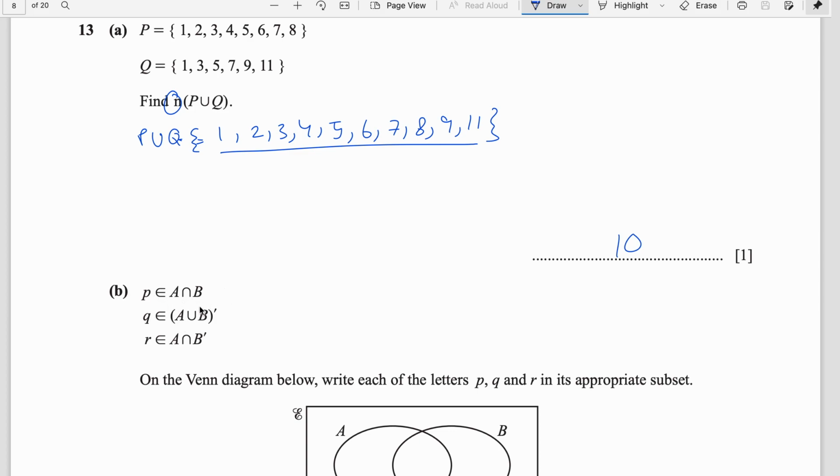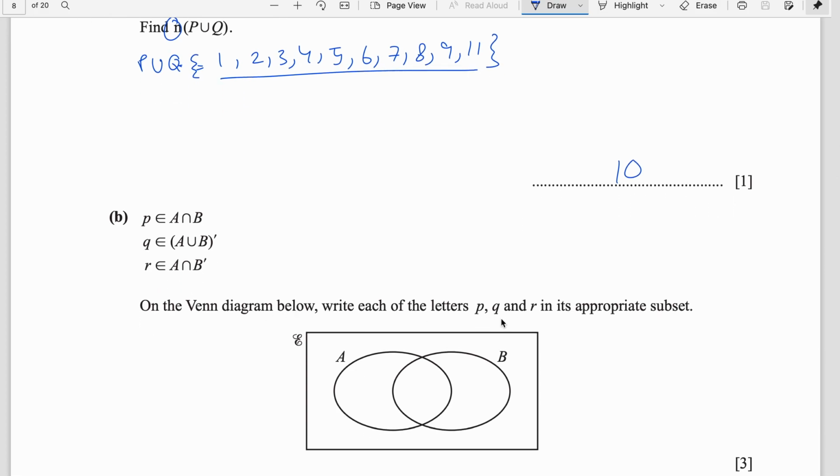P belongs to A intersection B. Q is this, R is this. On the Venn diagram below, write each of the letters P, Q, R in the appropriate subset. So P is A intersection B. There you go. Q is A union B.